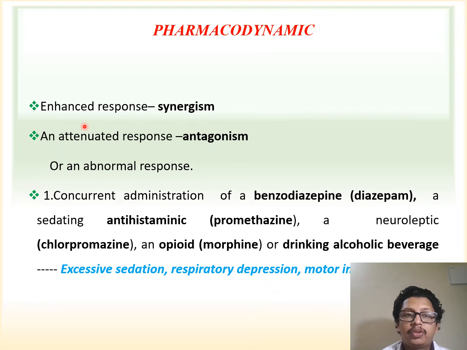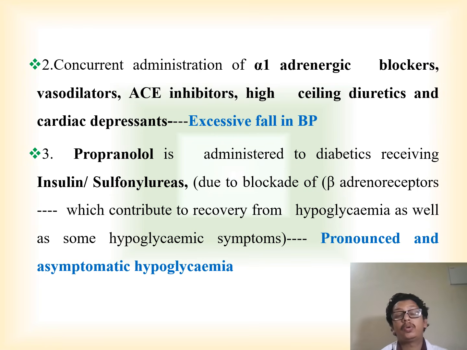And in pharmacodynamic drug interactions, there is enhanced response, attenuated response as in antagonism, or abnormal response. Concurrent administration of benzodiazepine with antihistamine, neuroleptic, or opioid, or with alcohol, can cause excessive sedation, respiratory depression, and motor incoordination. Then concurrent administration of alpha adrenergic blockers or vasodilators, ACE inhibitors with high ceiling diuretics and cardiodepressants causes excessive fall in BP. If propranolol is co-administered with insulin or sulfonylurea, it will cause hypoglycemic unawareness due to blockade of beta adrenergic receptors.